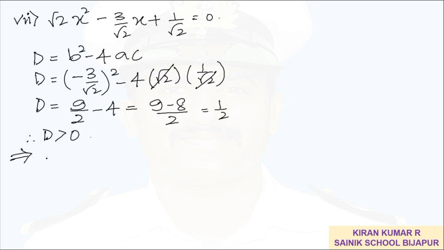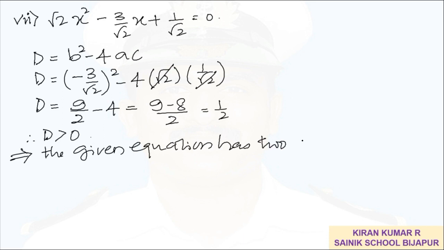Once the value of d is greater than 0, we can conclude that the given equation has two real and distinct roots. So I can write this implies the given equation has two real and distinct roots.